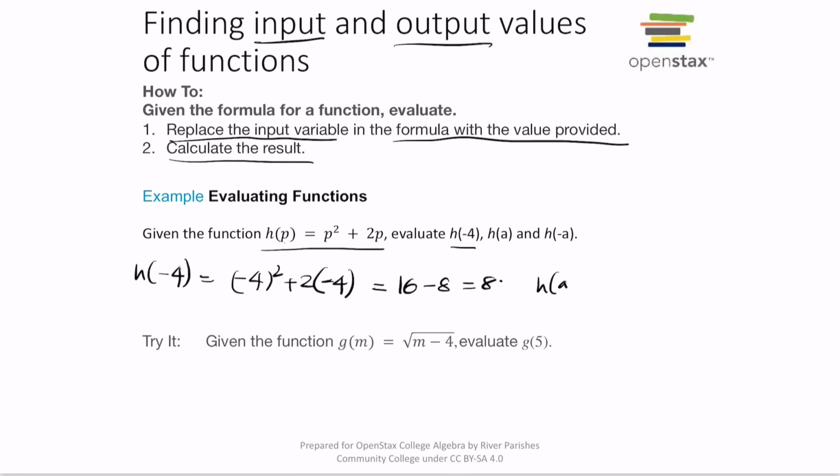Next they are asking you h of a, again in place of p replace a, so it becomes a square plus 2a. In the same way, h of minus a becomes, in place of p write minus a, so minus a square plus 2 times minus a, so that becomes a square minus 2.